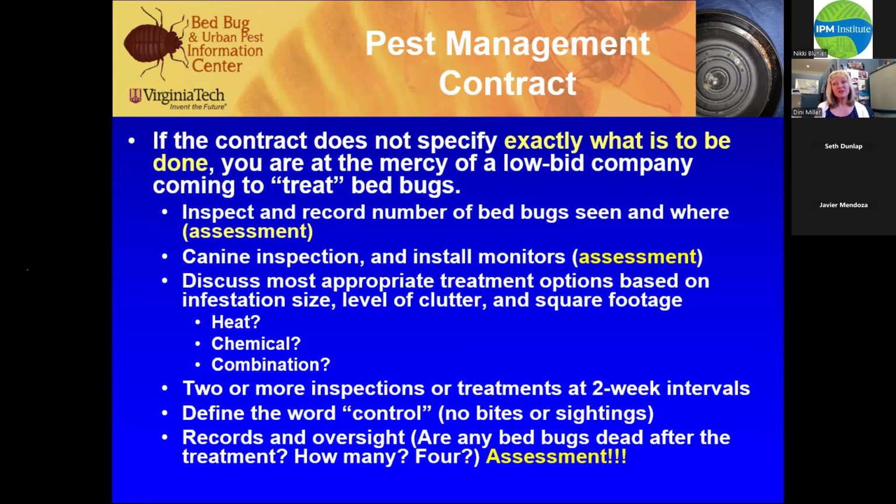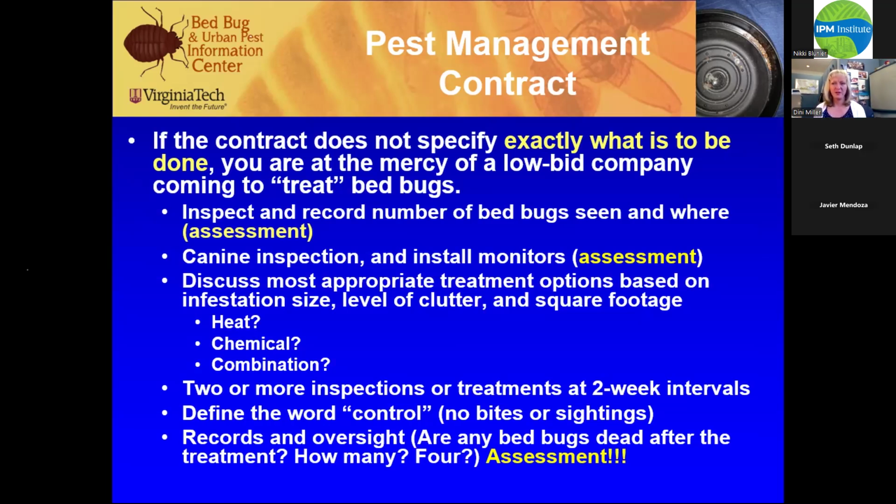Well, you want them to inspect and record the number of bed bugs that were seen and where they were seen. That's part of your assessment. I do recommend for very large areas like a cafeteria or something like that, that you have a canine inspection. The only challenge is some of these dogs are trained that after they find a positive, if they find a live bug, that they get moved on to another room. And you do need in very large rooms to have a thorough inspection.